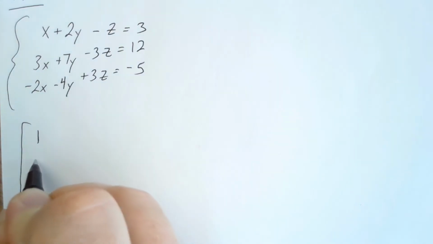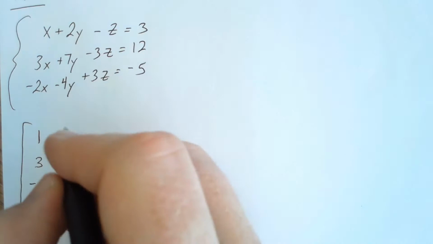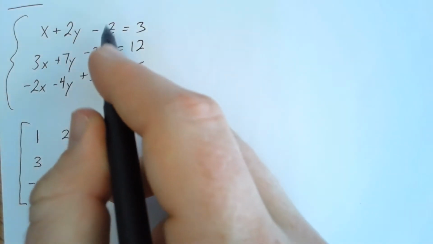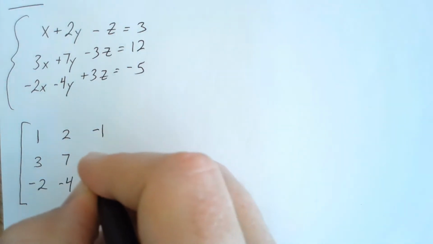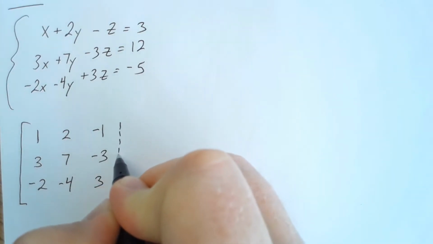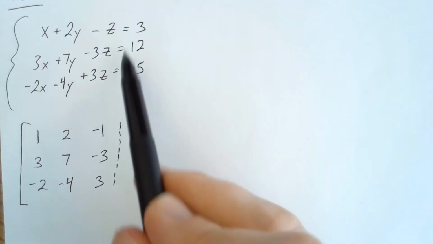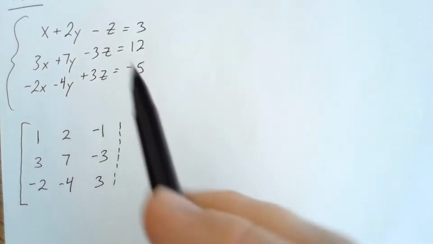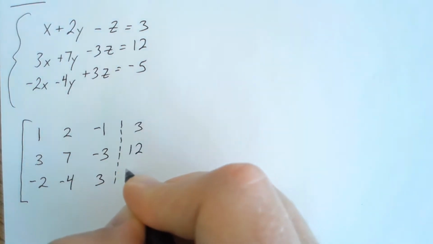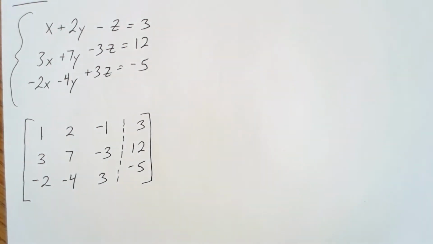So it's going to be 1, then 3, then -2. I will then have a column of coefficients for my y. So that's going to be 2, 7, -4. The third one is, again, the coefficients for my z, so -1, -3, and +3. I'm going to draw a dotted line to emphasize the augmentation, as we call it, since it represents the equal sign, and these three values here are just going to carry down untouched. So this is your first step in terms of using matrices to solve a system of equations.